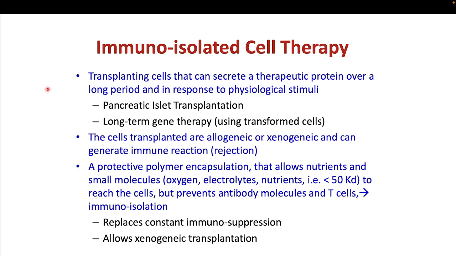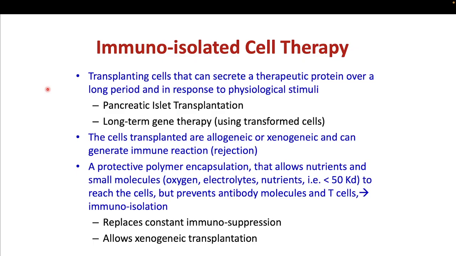So what will happen is, once you put these cells inside a patient's body, the patient's body is going to consider this as a foreign object, and they're going to launch an immune attack against this. So to prevent that, we can use isolated cell therapy. In this, we can transfer these cells by encapsulating them into a polymer.